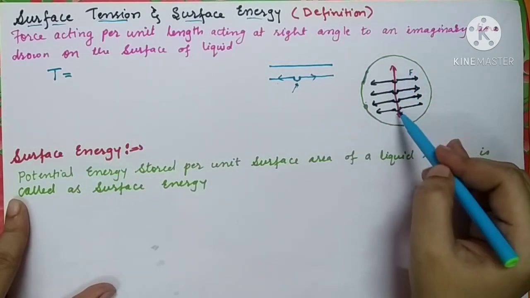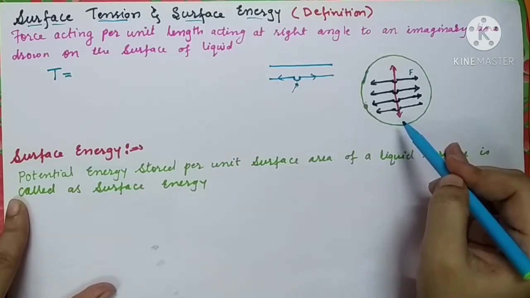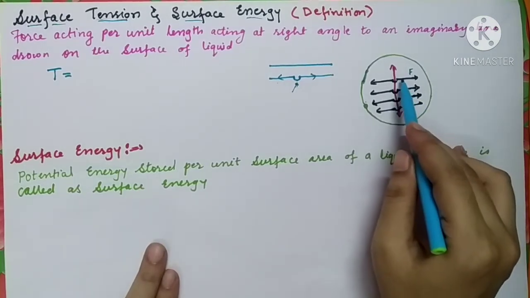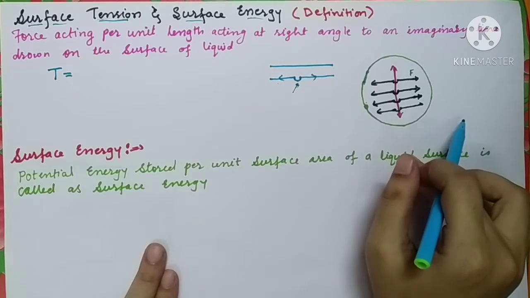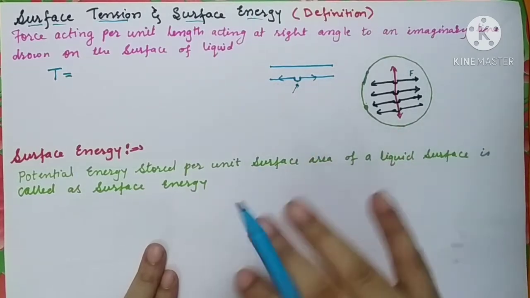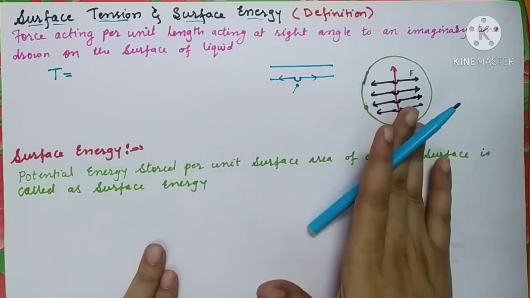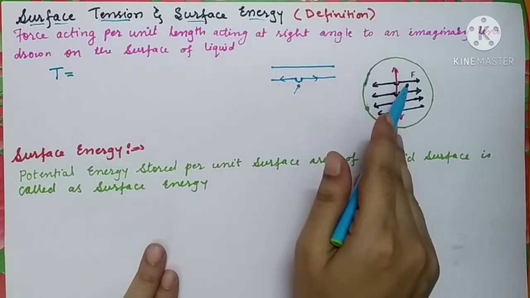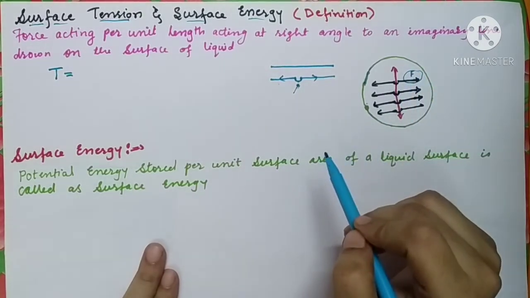This is the imaginary line that we had taken into account by the example of a grease needle. On this imaginary line, you will see that all the forces are perpendicular, while on the surface of a liquid, these forces are parallel, or you can say tangential. So force acting per unit length is called the surface tension of a liquid.